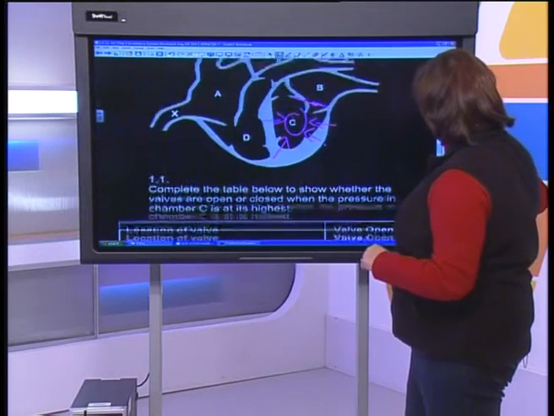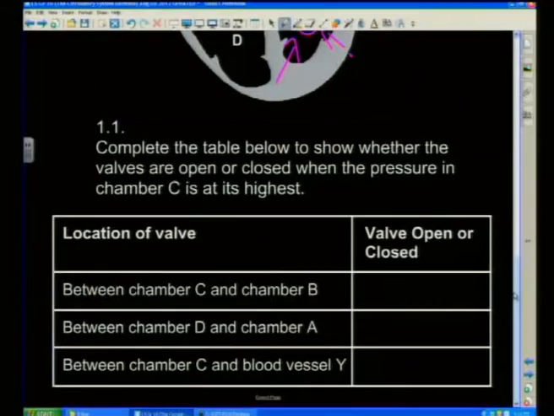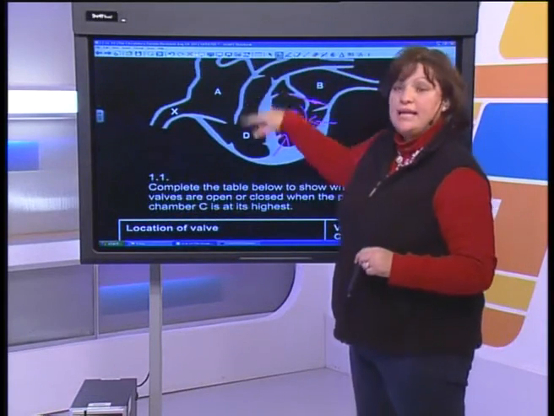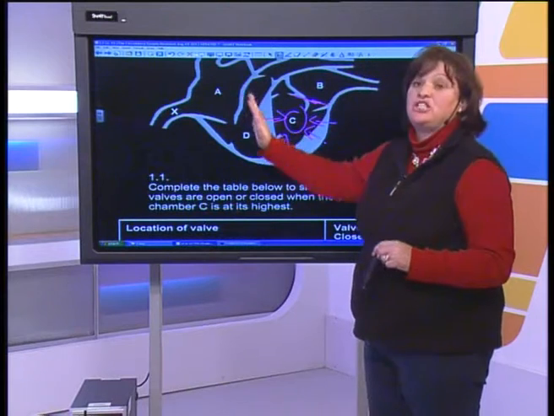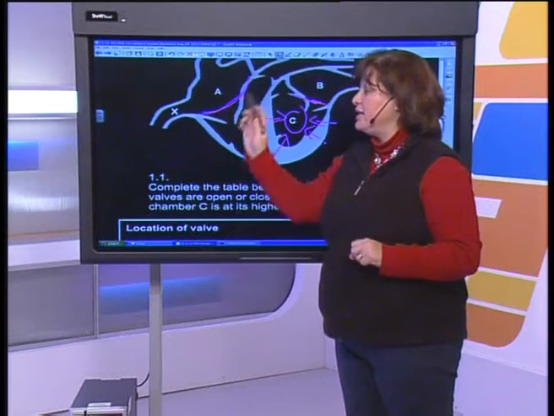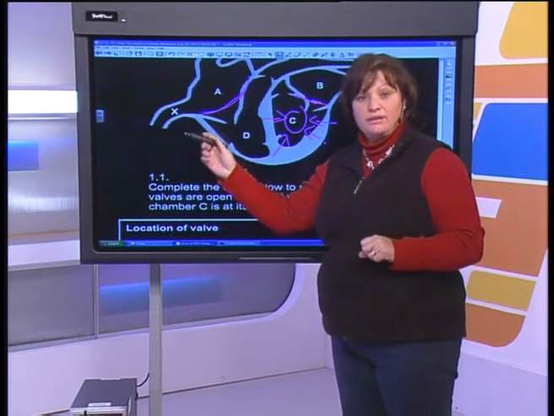The whole process, you want it to get in and out of the heart as soon as you can. So for our first answer, between chamber C and B, you would want it to be closed. Then between chambers D and A, it's the same. The heart must mirror each other. What happens on the left side is also going to happen on the right side. So if the valves were closed there, your atrioventricular valves are going to be closed on the right-hand side as well.